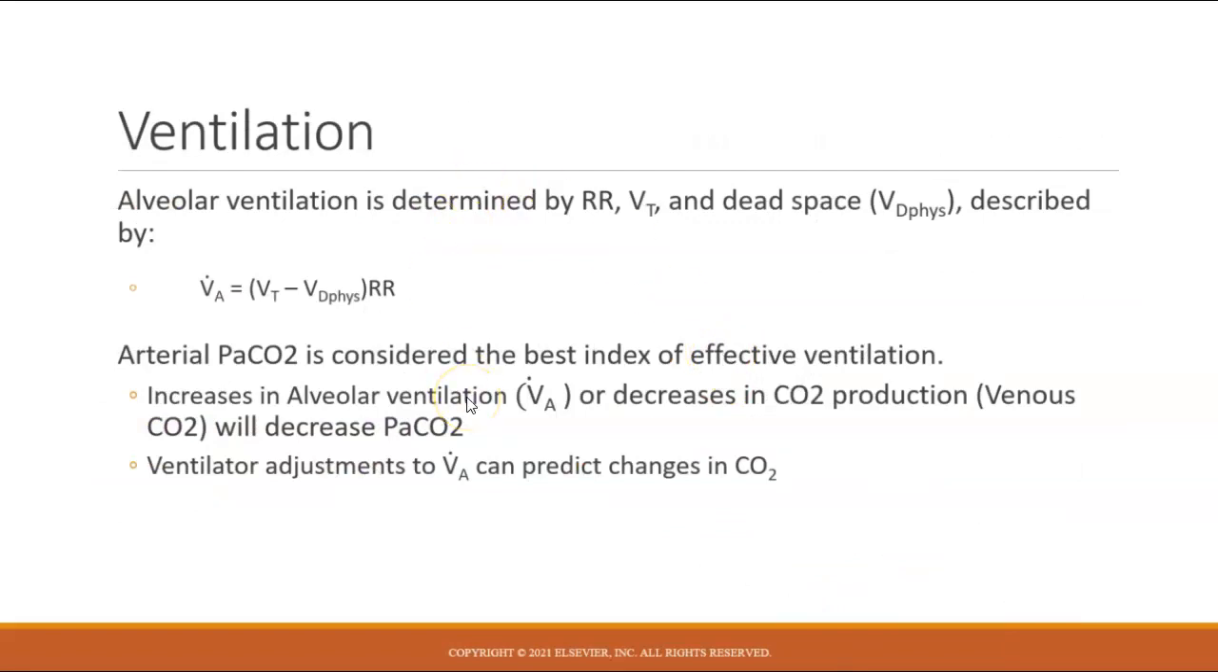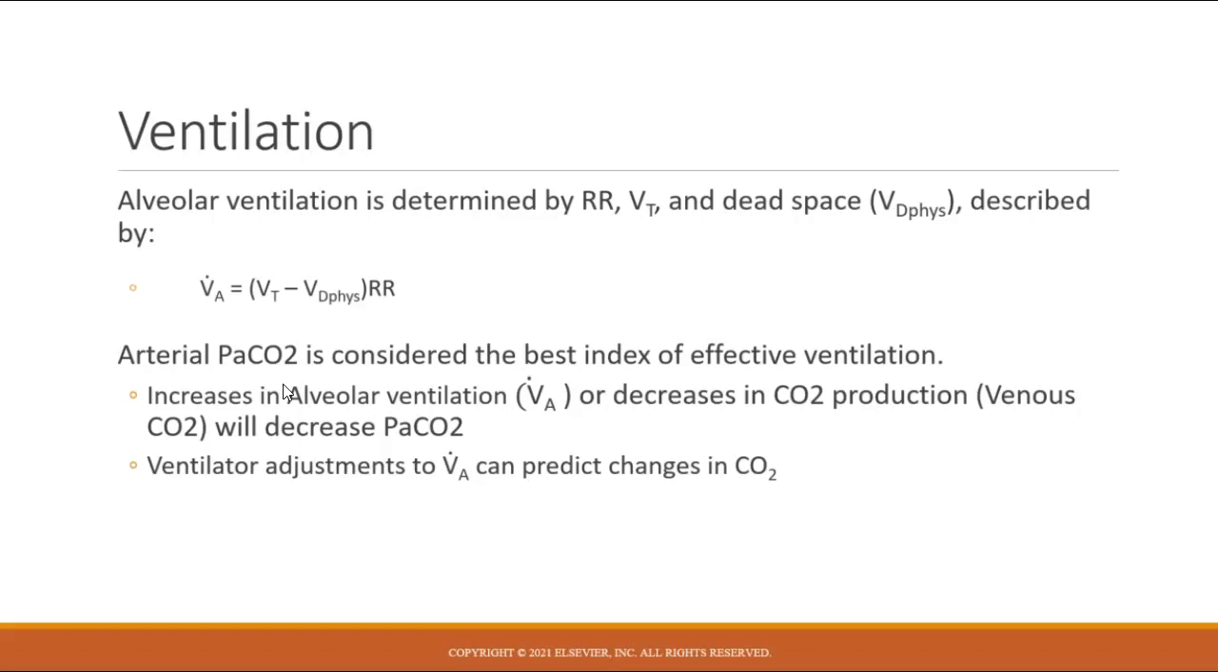So moving on to ventilation, we've talked about how ventilation is determined by respiratory rate, tidal volume, and the patient's physiologic dead space. So we calculate that alveolar ventilation. We've done this a million times by taking the total tidal volume delivered, subtracting the dead space, and multiplying it by the respiratory rate. Your arterial CO2 is the metric that we look at for effective ventilation.